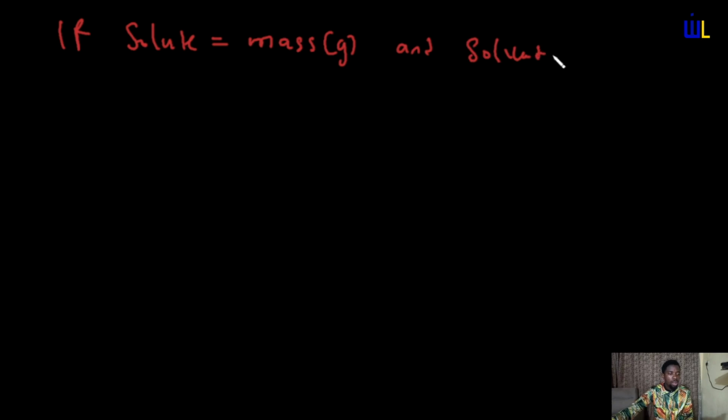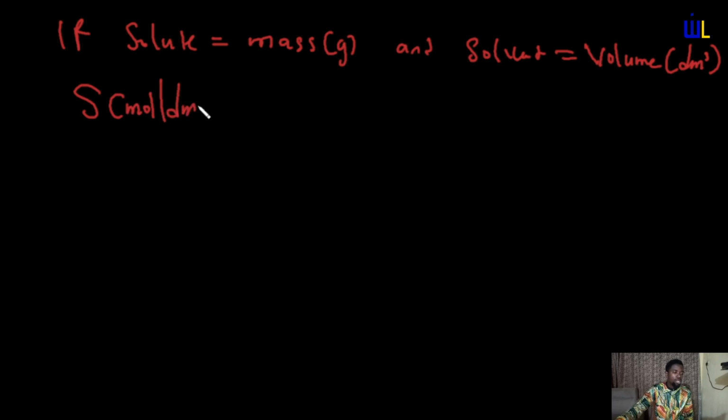The next scenario we're going to be considering is a situation in which you have your solute in gram and your solvent in dm³. So let's look at it to see what we mean. If solute equals mass in gram and solvent equals volume in dm³, you will find out that our solubility in mole per dm³ will not be expressed as number of moles all over volume in dm³ anymore. So what do we actually do to resolve this?